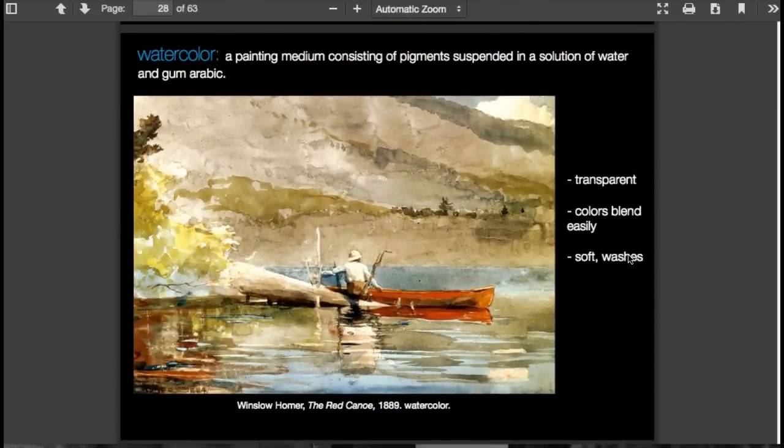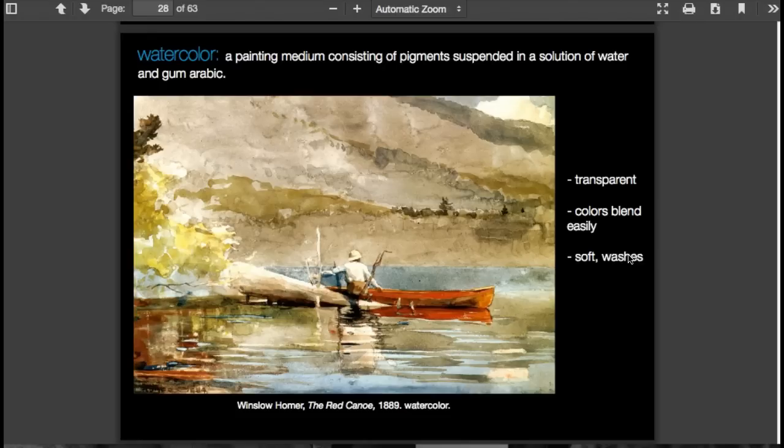Okay, and then we want to talk about watercolor. And so this is a painting medium consisting of pigments suspended in a solution of water and a material called gum arabic that binds it together but breaks down very quickly in water. And we would describe watercolor paintings as being very transparent. The colors blend very easily, and we get these soft washes.